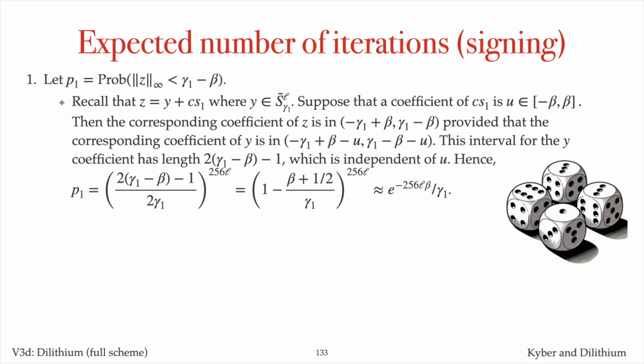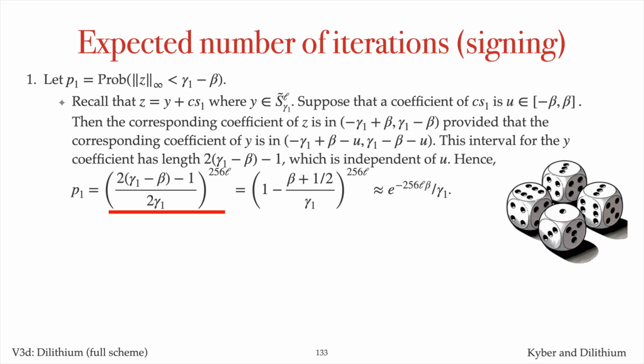This interval has length 2 times gamma 1 minus beta minus 1, which is independent of u. Hence, the probability that the coefficient of z is in the desired interval is 2 times gamma 1 minus beta minus 1 divided by 2 gamma 1.